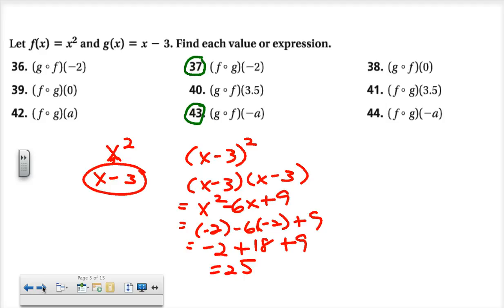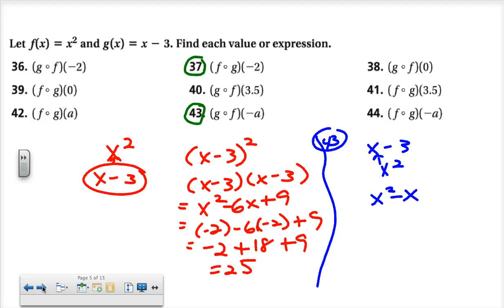That's all we're doing. Then in number 43, this one has us do g of f of x. So I'm going to write down my g function first, then my f function, and again, do my composition, which is just a fancy word for substitution. So that's going to be x squared minus 3 when I substitute x squared in for x.